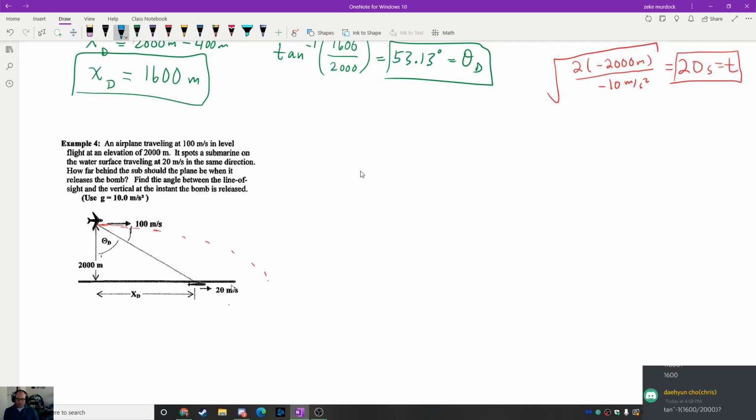So let's extend our water. The bomb is going to travel and impact right here. And we know that that distance is 2,000 meters. Now what the question asks is, how far behind the sub should the plane be when it releases the bomb? Since the sub is moving, the sub is also going to be right here at that time. The sub and the bomb are going to meet up with each other here.